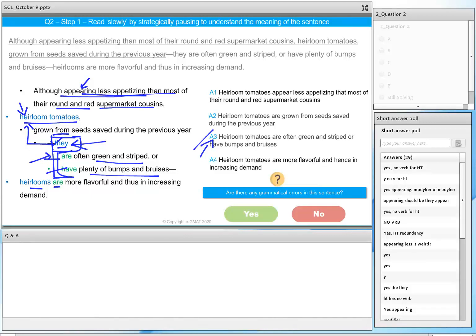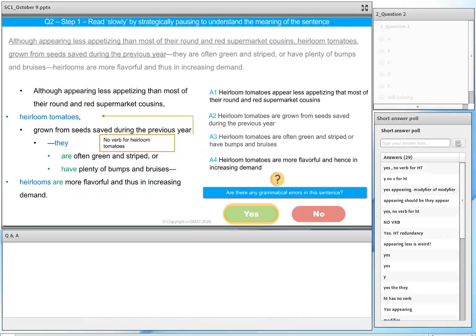Right? So there is no problem with this part of the sentence. They can only logically refer to heirloom tomatoes because supermarket cousins have already been called red and round. There is no question of them being called green or striped or having bruises and bumps. Okay? All right.